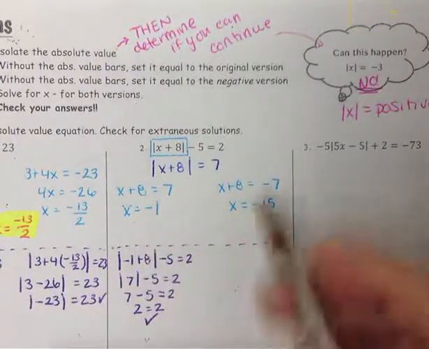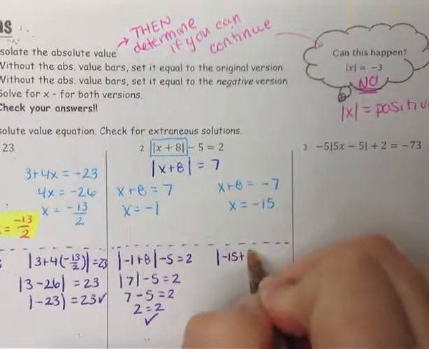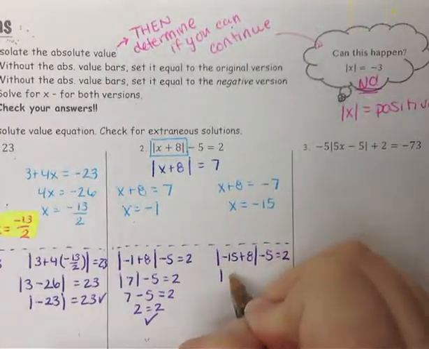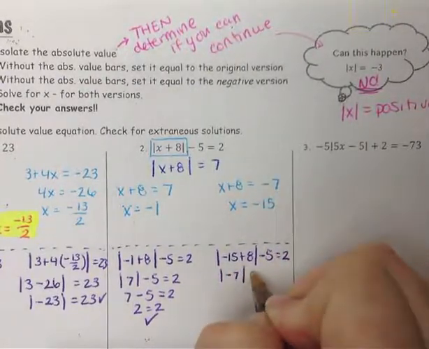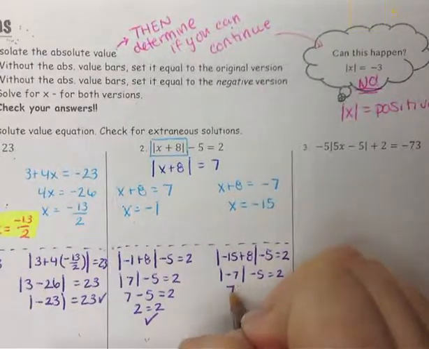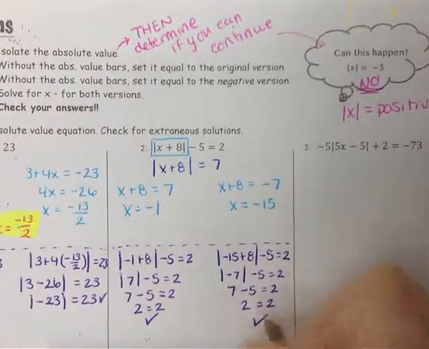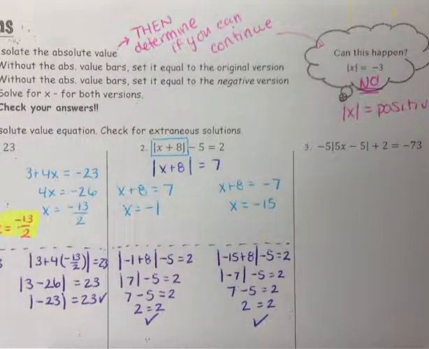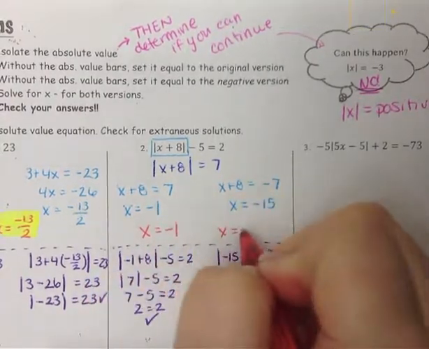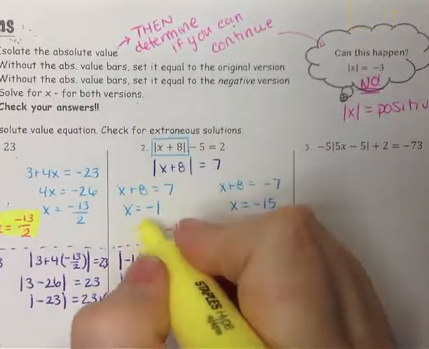So let's try the negative 15. So again, the absolute value bars, negative 15 plus 8, absolute value, minus 5 is equal to 2. We have the absolute value of negative 7 minus 5 is equal to 2. The absolute value of negative 7 is 7, minus 5 is 2, and 2 is equal to 2. So that also works. So again, check your answers. So x equals negative 1, and x equals negative 15. We do check them. So now I can highlight them.